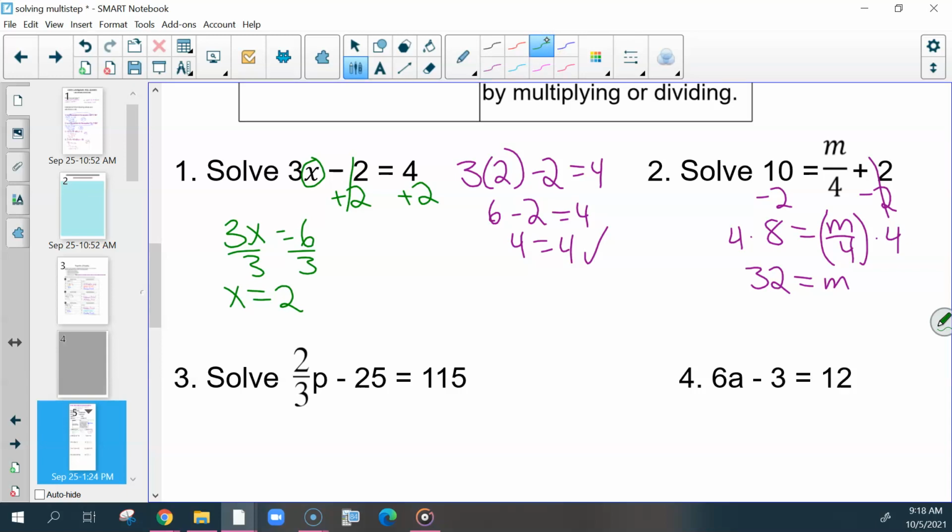And then I want to go back and make sure that this is my actual solution. I'm going to check it. 10 equals 32 over 4 plus 2. 32 over 4 is 8. 8 plus 2 is 10. So that works. Do we have any questions on those two so far?